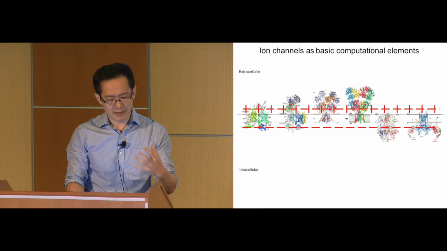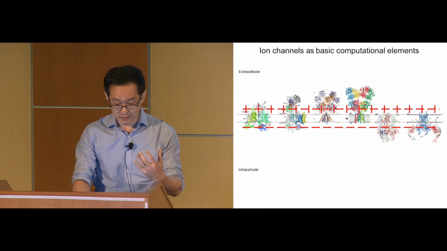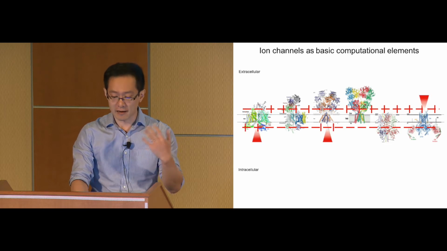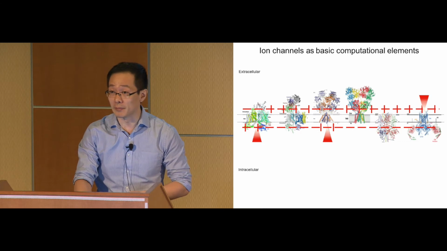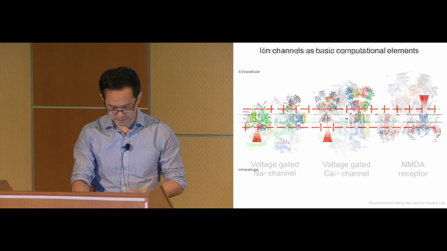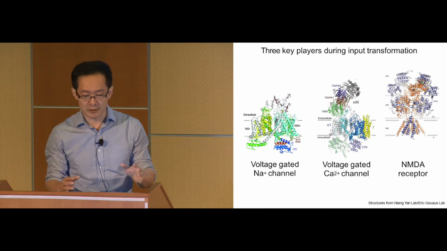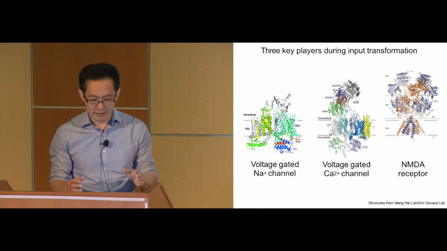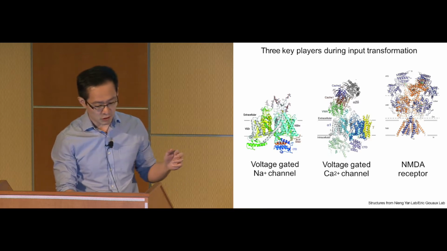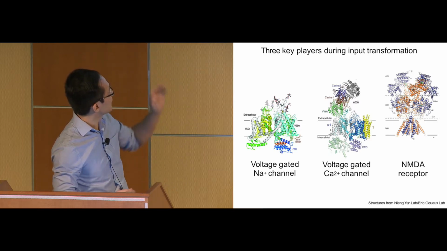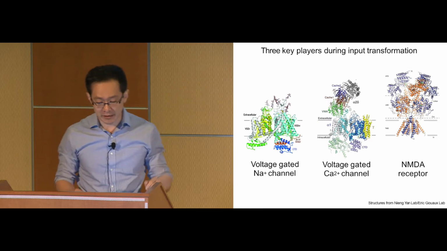So ion channels are really the basic computational elements in neurons, because they can pass ions, pass currents through the membrane, and locally modulate the potential across the membrane. Today I want to focus on the three major players during input transformation in neuronal processing. The three proteins are voltage-gated sodium channels, voltage-gated calcium channels, and the NMDA receptor.